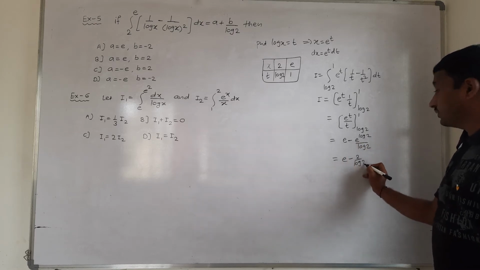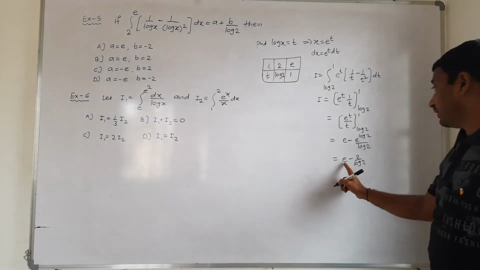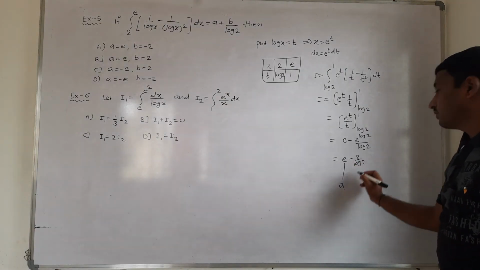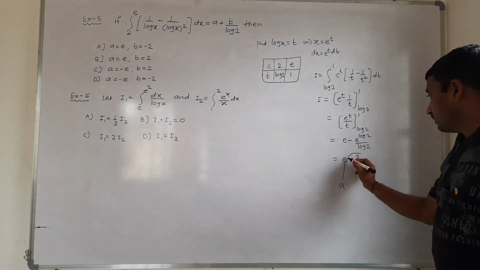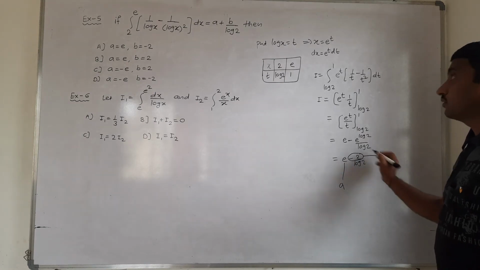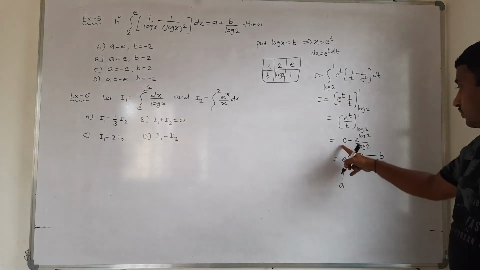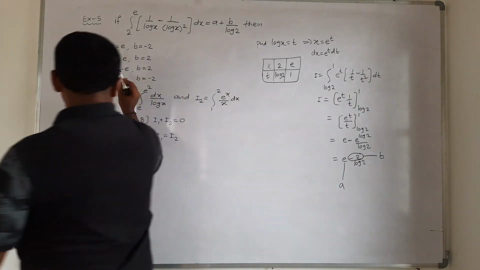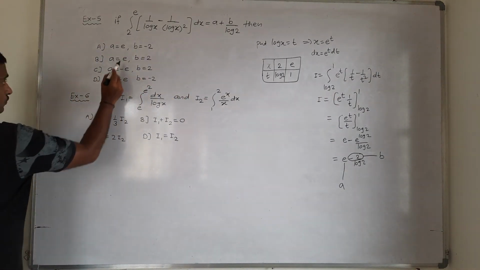Now compare this with a plus b log 2. We get a is equal to e, and b is equal to minus 2. A is equal to e, b is equal to minus 2. That is the A option.